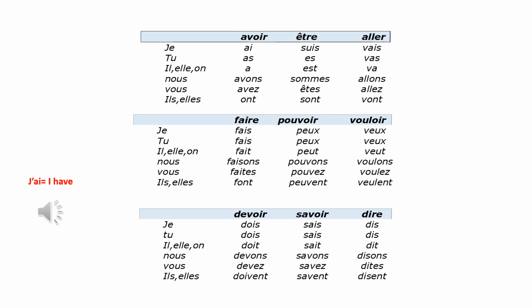The verb être: je suis, tu es, il est, nous sommes, vous êtes, ils sont. Verbe aller: je vais, tu vas, il va, nous allons, vous allez, ils vont. Faire: je fais, tu fais, il fait, nous faisons, vous faites, ils font. And these modal verbs: pouvoir, vouloir, devoir, savoir. Dire is already on the grid.